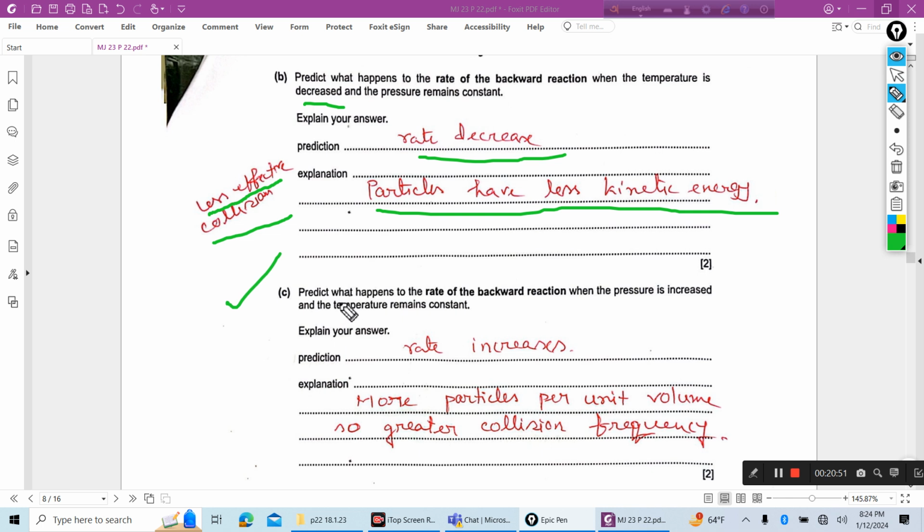Number C, what happens to the rate of backward reaction when the pressure is increased? The rate increases because there are more particles per unit volume, so greater collision frequency. If pressure increases, molecules become closer, so there are more particles per unit volume. That's why more successful, effective collisions occur. So the rate of reaction increases.